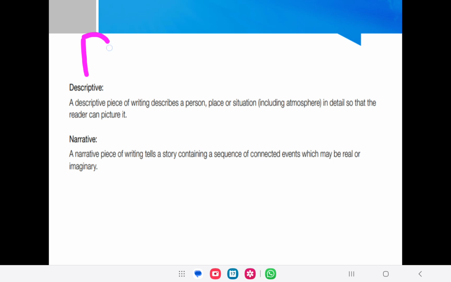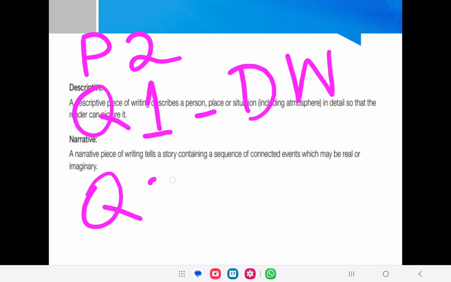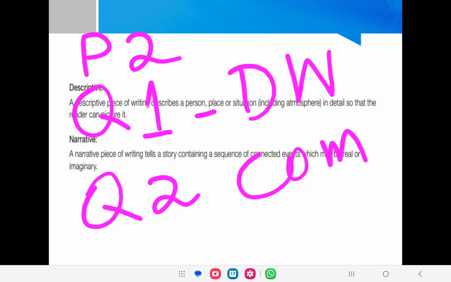So this is our syllabus for P2, and now you all must be very clear about it: in P2 we have 2 questions. Question 1 is a compulsory question, that is the directed writing task, and question 2 is our composition task. So both have 25 marks. Directed writing has 25 marks. Question number 2, composition, has 25 marks. So that was our syllabus.